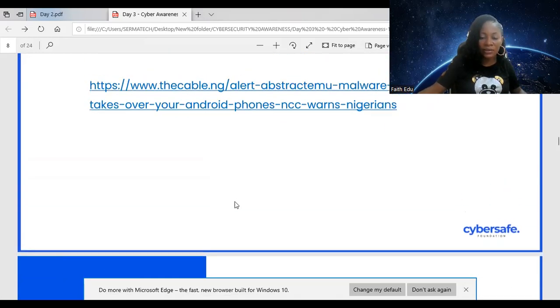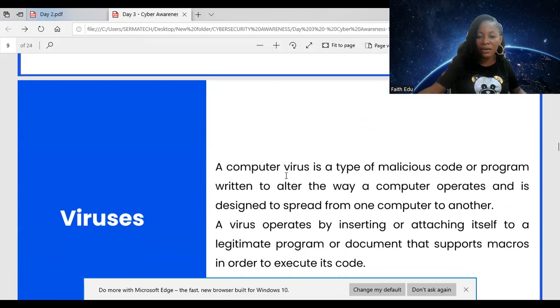We look at the different types of malware one after the other, starting with viruses. A computer virus is a type of malicious code or program written to alter the way a computer operates and is designed to spread from one computer to another. Remember, we talked about computer programming and computer programming language, the language we use in giving instructions that the computer understands and executes. So if a virus is introduced, that language is altered.